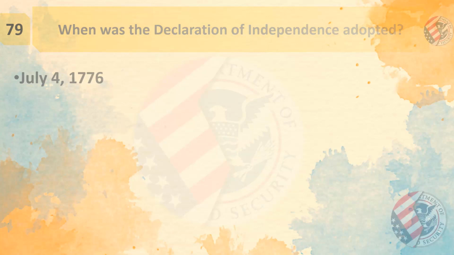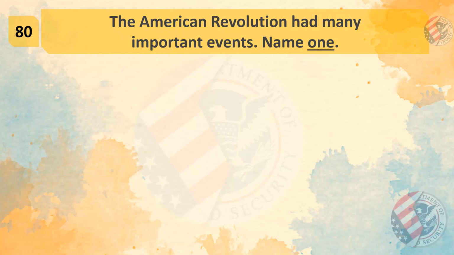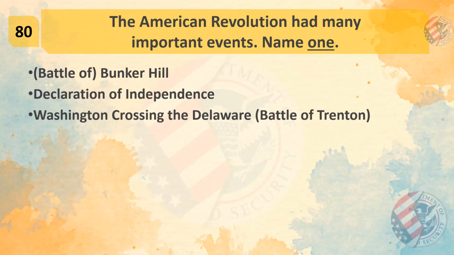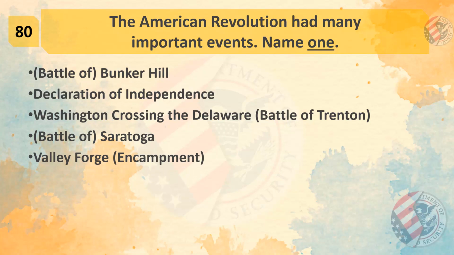The American Revolution had many important events. Name one. Battle of Bunker Hill. Declaration of Independence. Washington crossing the Delaware. Battle of Trenton. Battle of Saratoga. Valley Forge, encampment. Battle of Yorktown. British surrender at Yorktown.